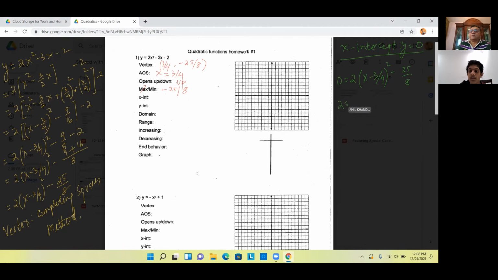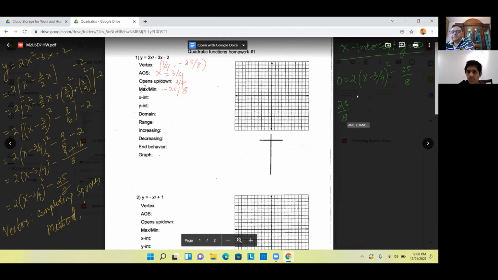So let's bring it to the left-hand side. We get 25 over 8. Let me put the power off. Okay. So we get 25 over 8 on the right-hand side equals 2 times x minus 3 by 4 whole square.